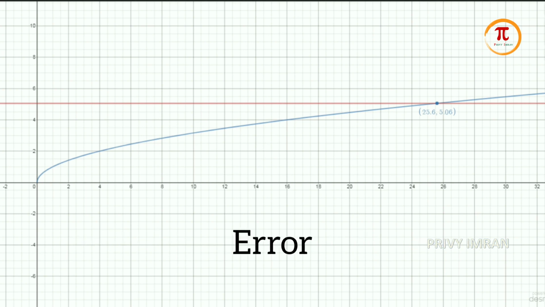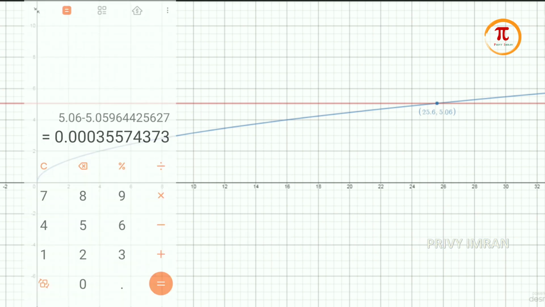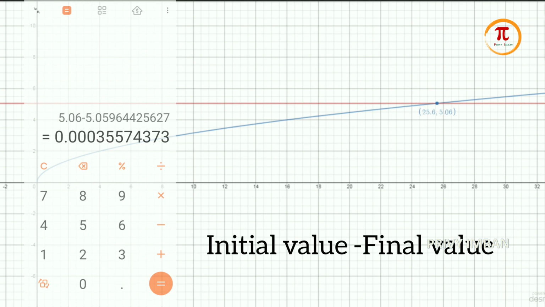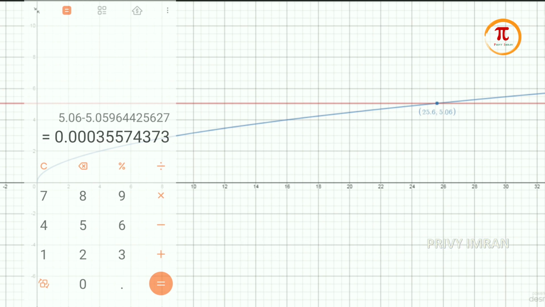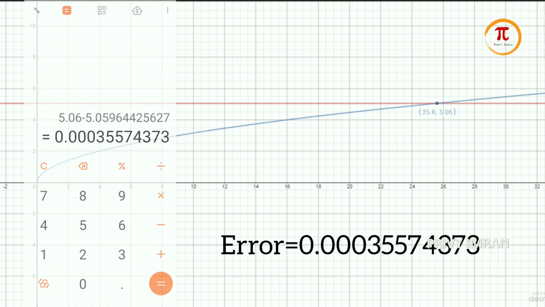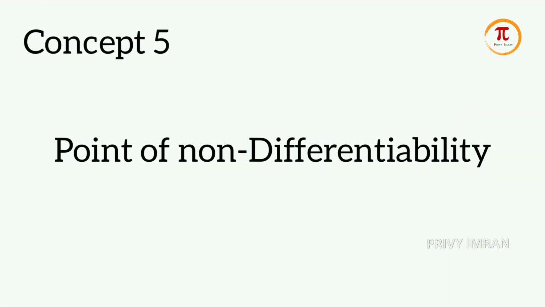Now let us learn about error. Always error means approximation value minus exact value. In this example, the error is 0.00035574373. Now let us learn about point of non-differentiability.